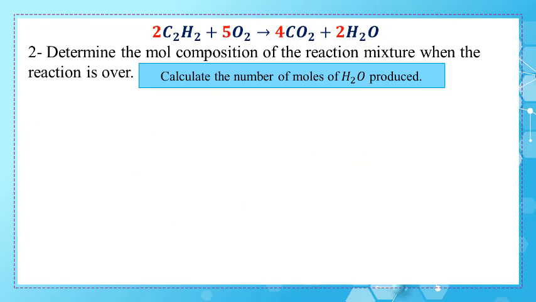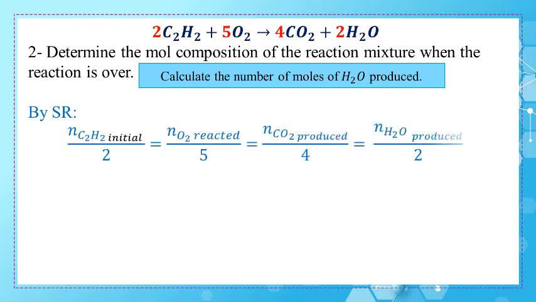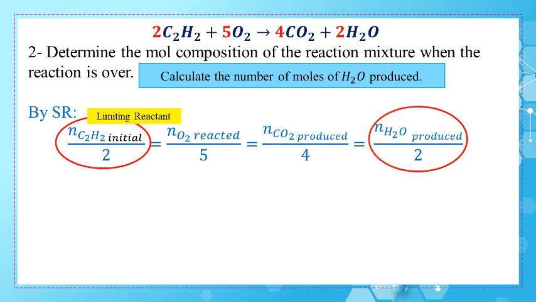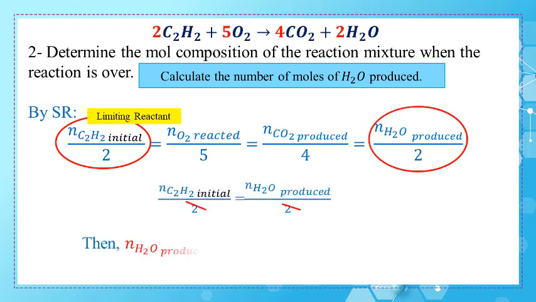Now, we want to calculate the number of moles of H2O produced. By SR, we take the ratio of the limiting reactant with the ratio of H2O produced. By simplification, we notice that the number of moles of H2O is 1 mole.